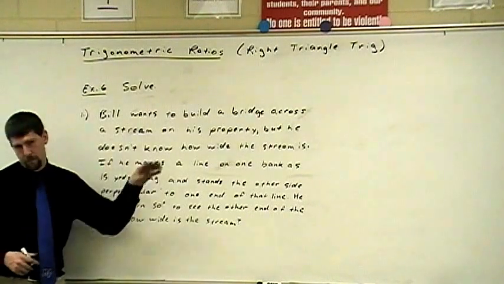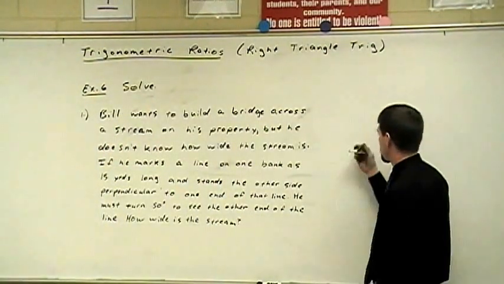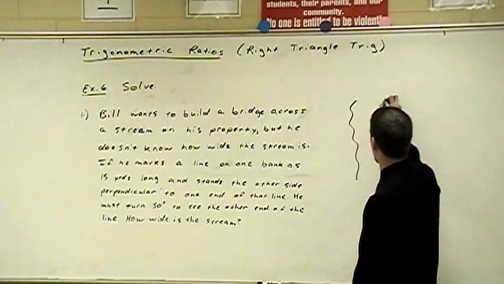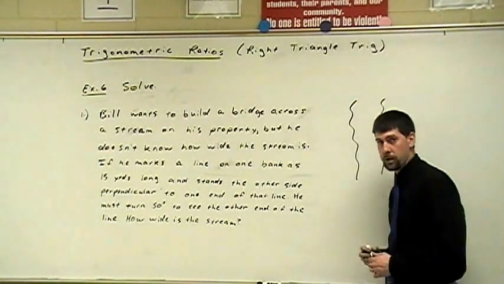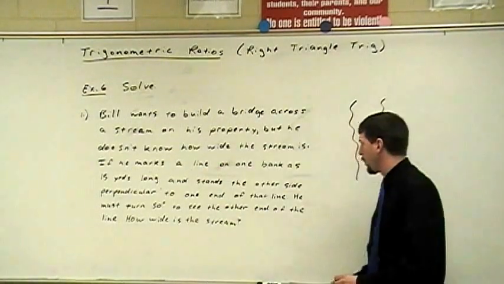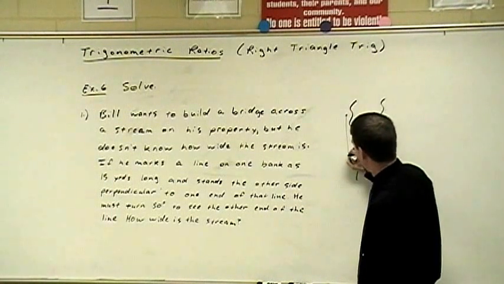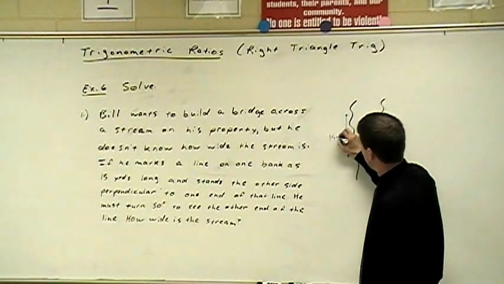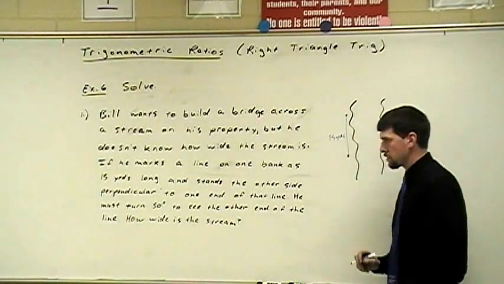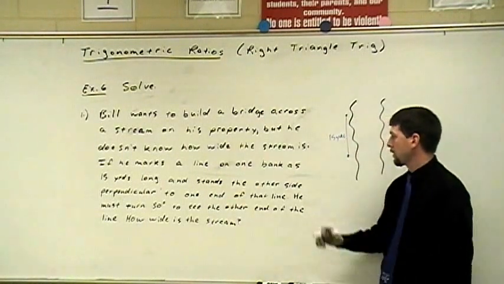So there's a lot of information in there. Let's draw a picture. It always helps to draw a picture. So let's draw the stream. Here's the stream. Now, what does it say he does? He marks a line on one bank. So here he is on one bank, marks a line, 15 yards long. And then he stands on the other side perpendicular to one end.